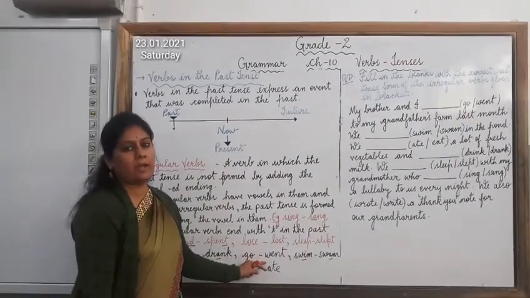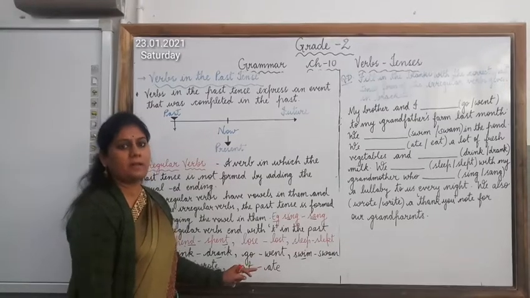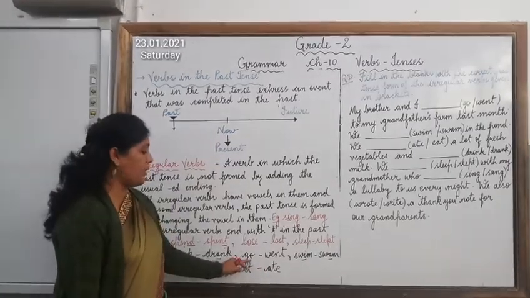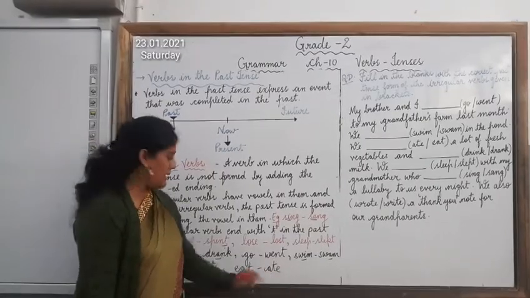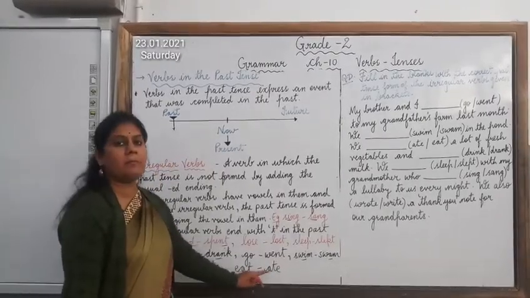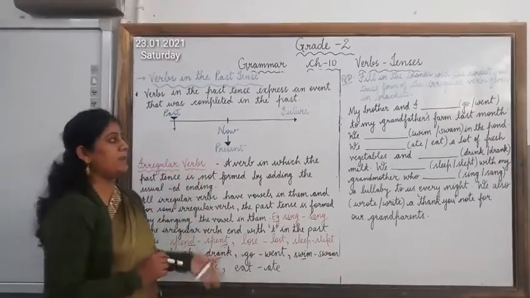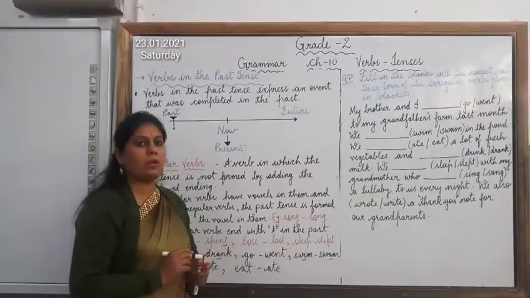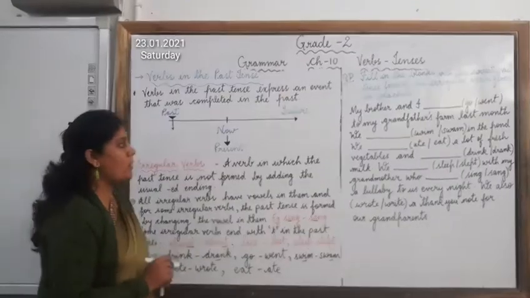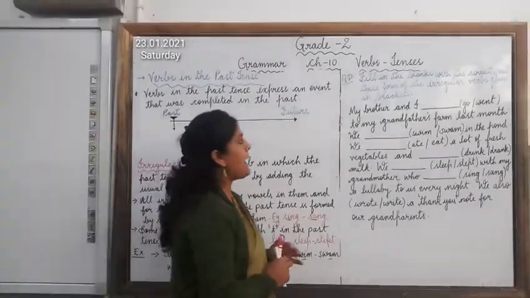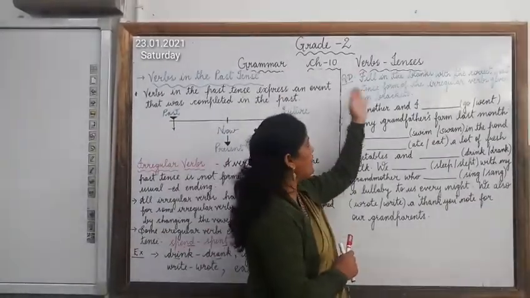Some of the irregular verbs change their complete spelling. Here you can see go has become went. Here you can see eat has become ate. So by explaining this, I hope that irregular verbs are clear to you. Now on the basis of these, I have given one question number D in your book.